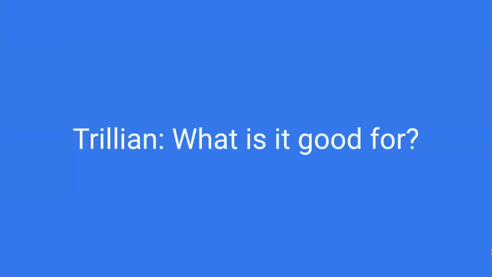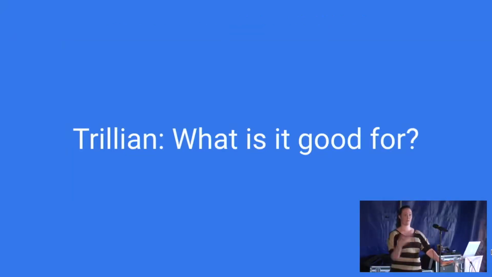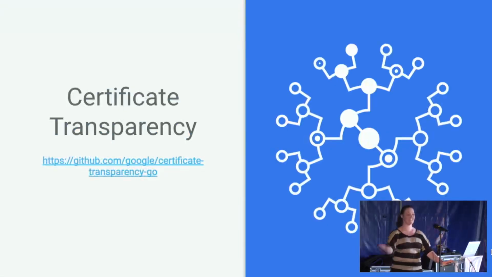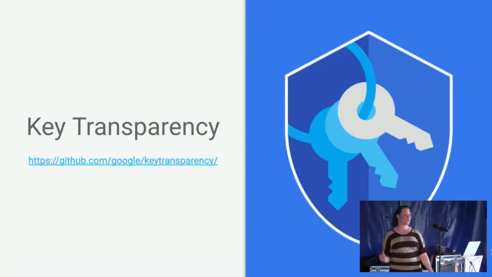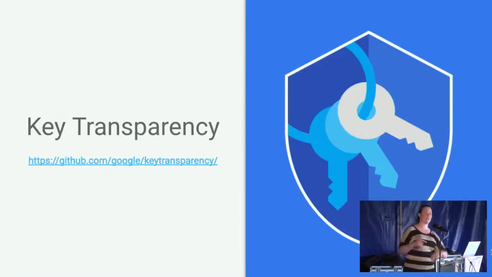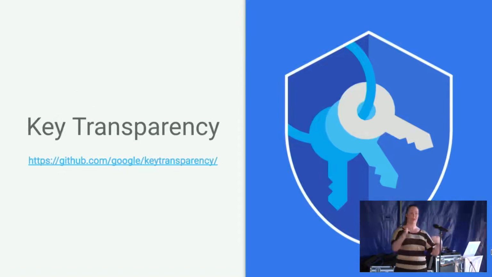Okay, so Trillian, I mentioned it's not just for certificates. It can be used for wider things as well. It is used for certificates. That's one thing. We're using it to back CT logs. A couple of CAs are also using it to back their CT logs, which is great. It's being used at the moment for something called key transparency. Key transparency actually uses both modes. It uses the log mode and the map mode. And the idea with key transparency is to target secure end-to-end messaging.